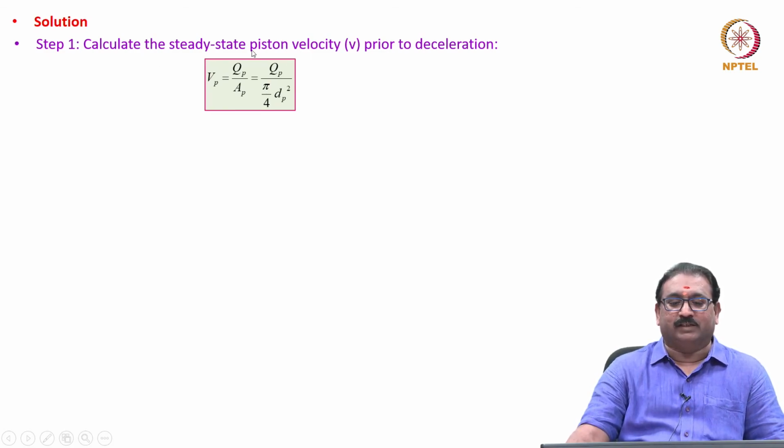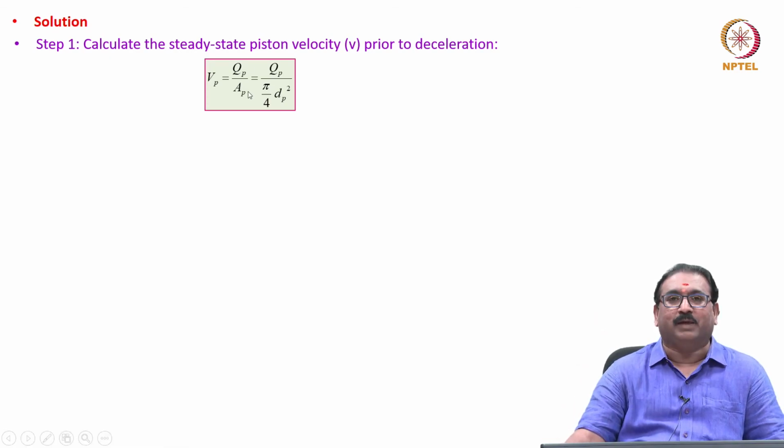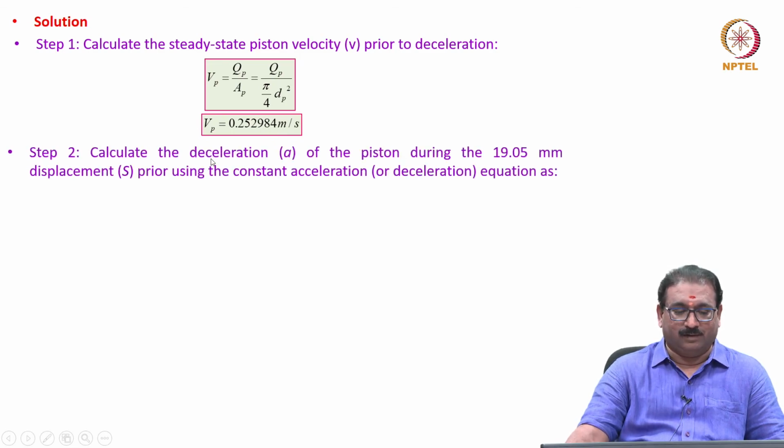Now, we will calculate the steady state piston velocity V prior to the deceleration. Already we know that Q equal to AV relation, then Vp equal to Qp by Ap, Qp by pi by 4 dP square. Now, substituting all the values given in the same unit, you will get the Vp equal to 0.252984 meters per second.